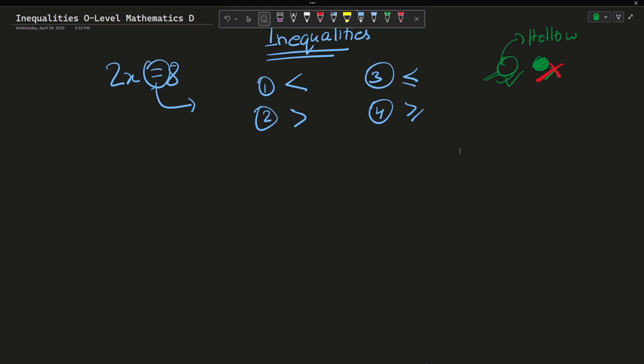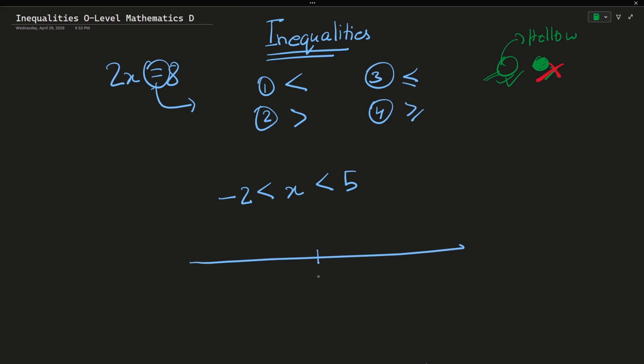Now there's also another way in which the question can tell you to show it on the number line. I'm going to show you guys right now. So you might get a question that x is greater than minus 2, but x is also less than 5. The question tells us to represent x on the number line. So just like before, we will draw a number line with 0 at the center, and on the right we will have all the positive values 1, 2, 3, 4, 5, and on the left all the negative values minus 1, minus 2, minus 3, minus 4, and all that.